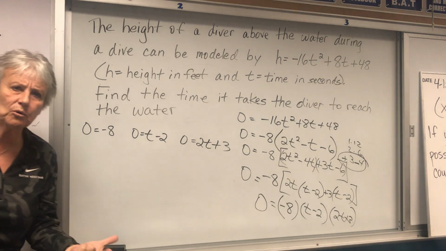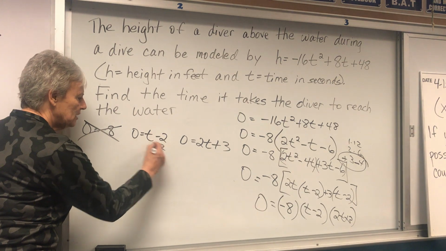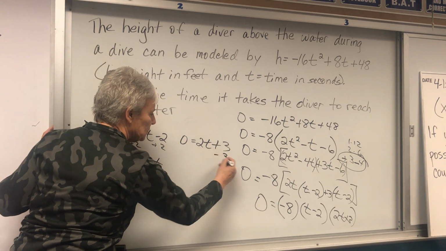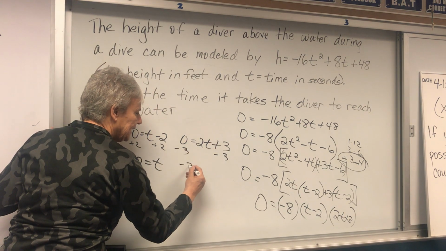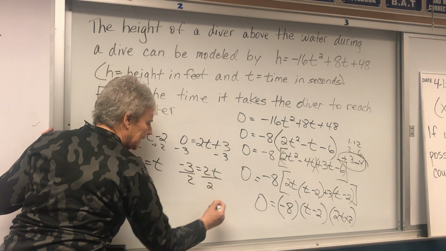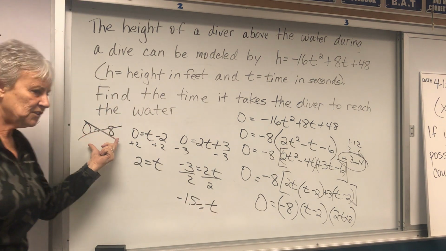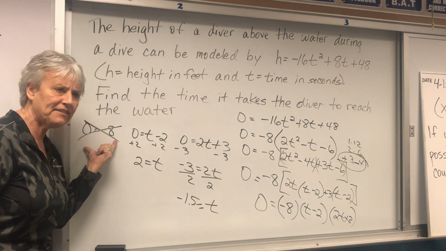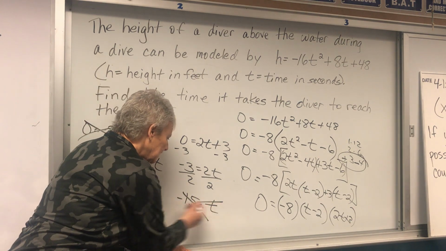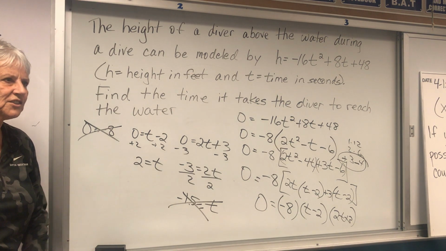Now 0 cannot equal -8. Add 2 here, t is 2. Subtract 3, -3 equals 2t. Divide by 2, t equals -1.5. Time cannot be negative. 2 seconds is the answer. There can only be one answer.